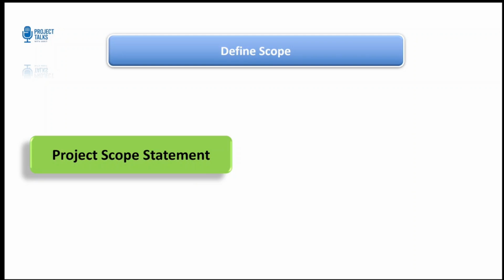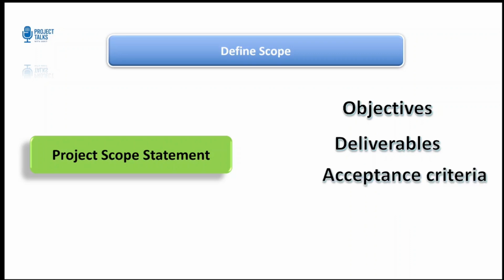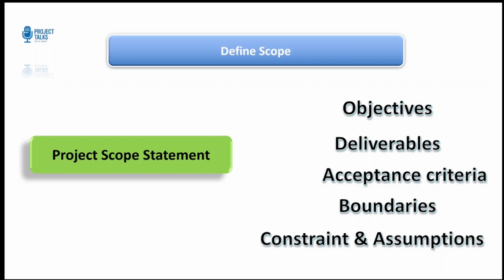Now, the project scope statement includes project objectives, deliverables, acceptance criteria, boundaries, what's out of scope, constraints, and assumptions. Think of this as your project's contract of understanding. It removes ambiguity and sets the foundation for your WBS.